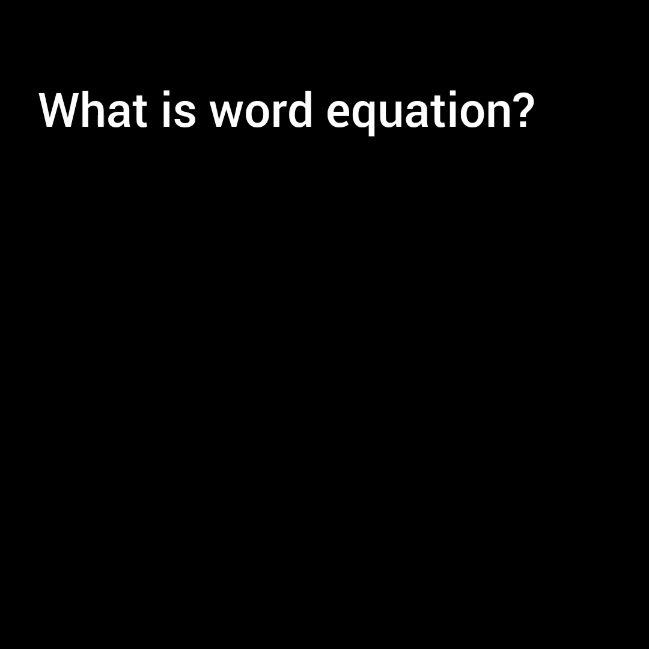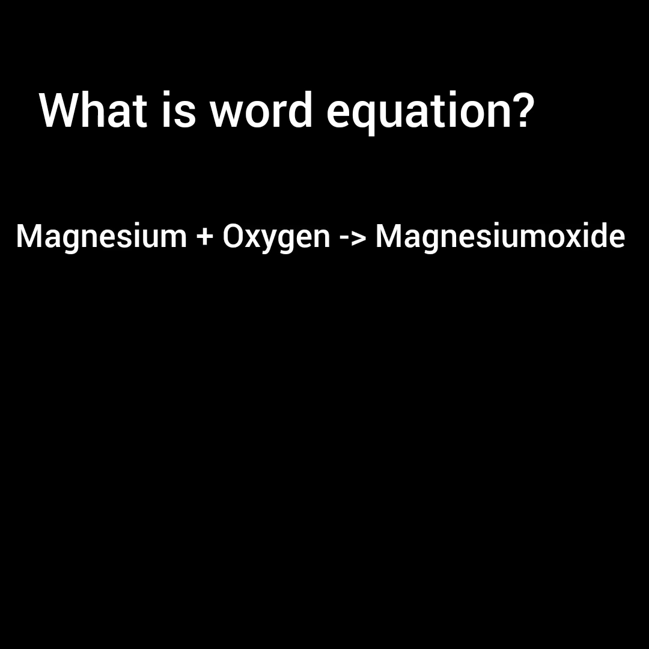So the word equation for the above reaction, for activity 1.1, will be magnesium plus oxygen giving rise to magnesium oxide. So here magnesium is written completely in words, oxygen is also written in words, and magnesium oxide is also written completely in words. Since all are written in words, it is called a word equation.